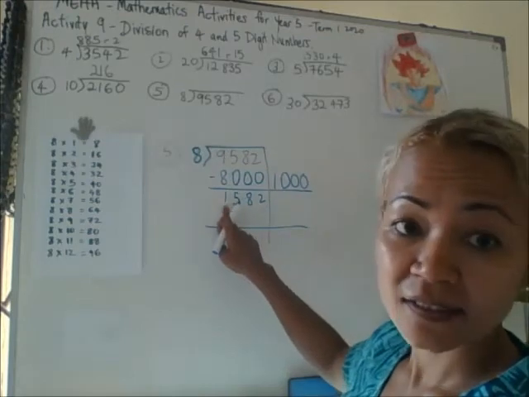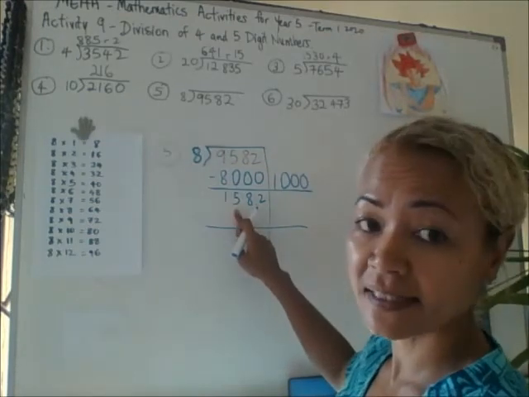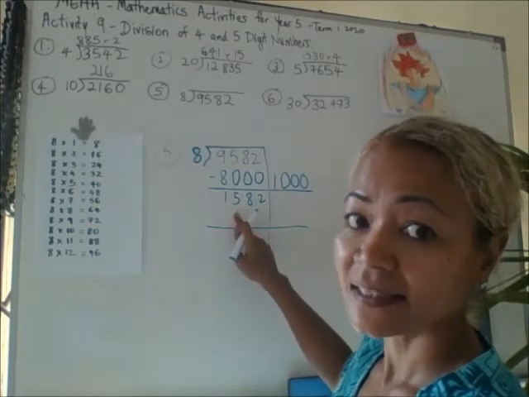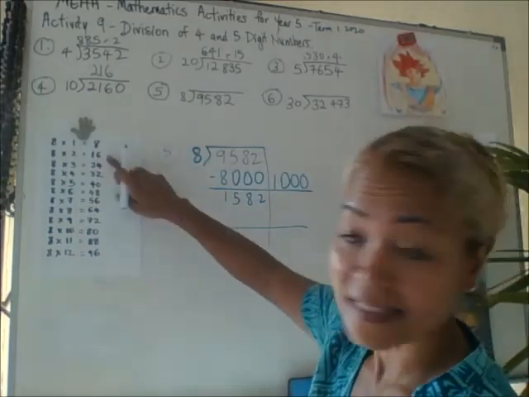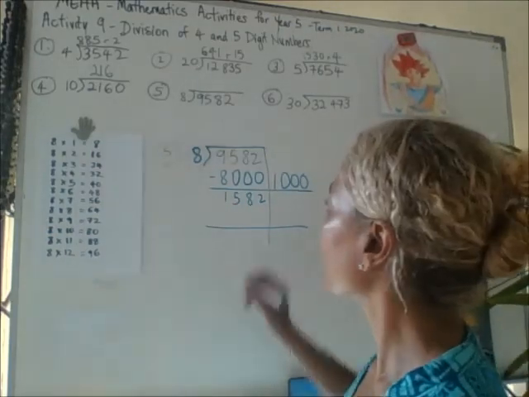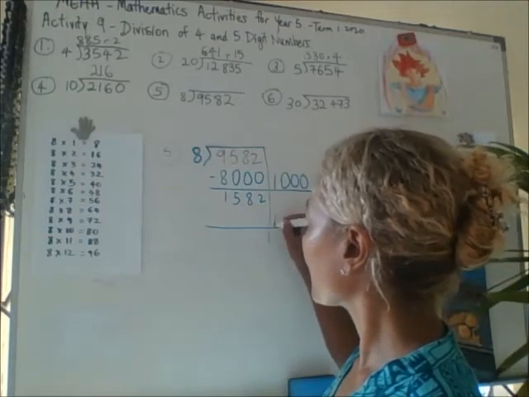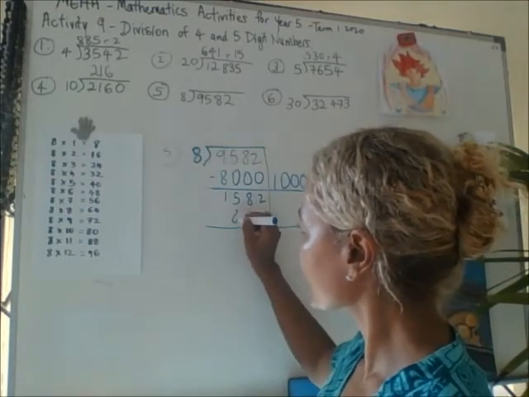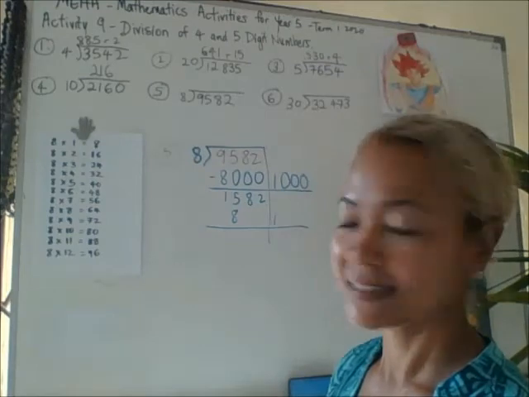Does 8 go into 1? No, it doesn't. Does 8 go into 15? Yes, it does. Once. Because 8 twos are 16, so over 15. So 1, 8 ones are 8, right?